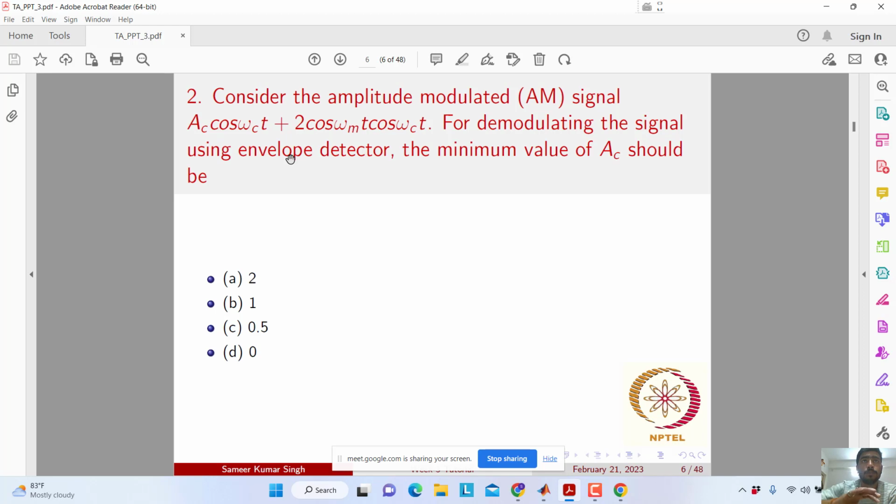Now question number two is on your screen, and please try. We will discuss the solution of question 2 after 2 minutes. The question is: consider the amplitude modulated AM signal Ac cos omega c t plus 2 cos omega m t into cos omega c t. For demodulating the signal using an envelope detector, the minimum value of Ac should be. Again, we are doing the demodulation using the envelope detector, so we have to find the minimum value of Ac. Please try.